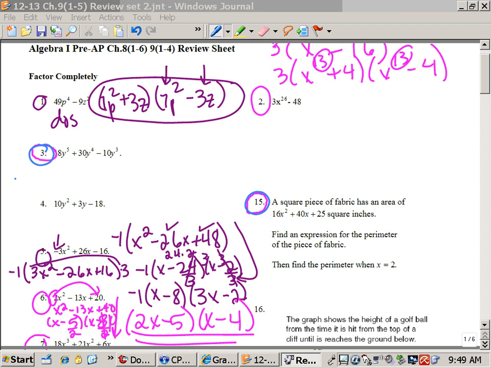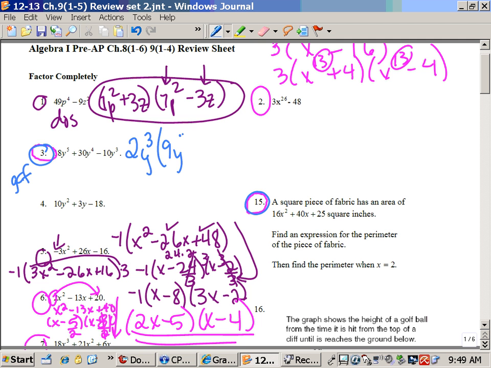Yay! The first thing that I notice on 3 is that I have a greatest common factor. All of these are divisible by 2, and what exponent can I take out? Third. Okay, when I divide, I'm left with 9y squared plus 15y minus 5. Now this looks like a slip and slide problem.